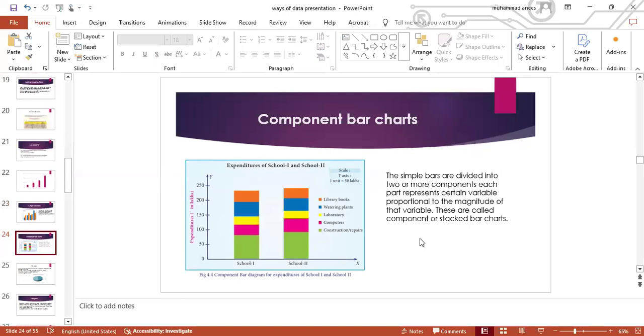Now, component bar charts. The simple bars are divided into two or more components. Each part represents a certain variable proportional to the magnitude of that variable. These are called component or stacked bar charts. So this is an example which shows the component bar diagram for expenditure of School 1 and School 2. In School 1, the expenditures include library, watering plants, laboratory, computers, and construction repairs. So each school shows a certain magnitude of that variable, part of that variable, and forms the component bar chart.